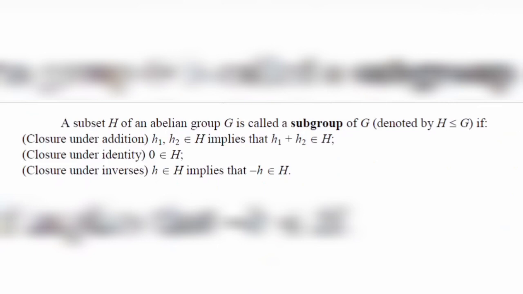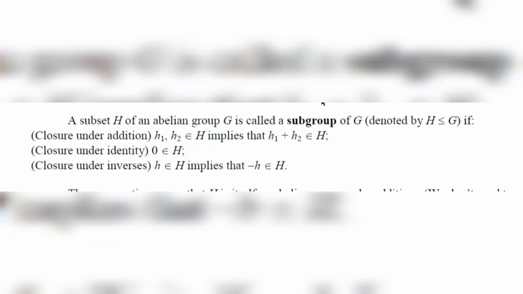Now here's the next topic, subgroups, which is 9.4. It follows some axioms, so let's move towards the definition. As you can see on your screen, the definition of a subgroup: if a subset H of an abelian group G is called a subgroup of G, it's denoted like this, if it has closure under addition, closure under identity, and closure under inverse.